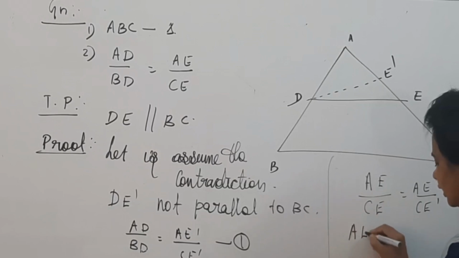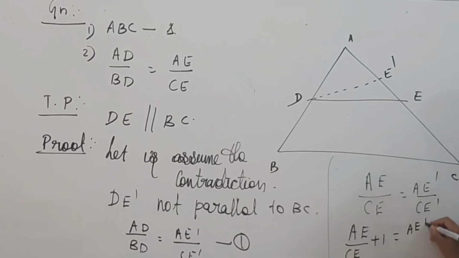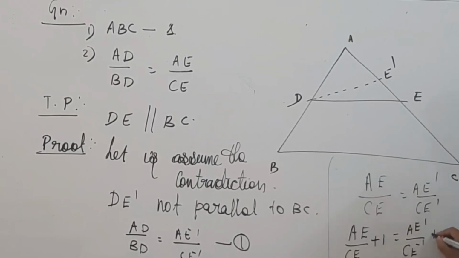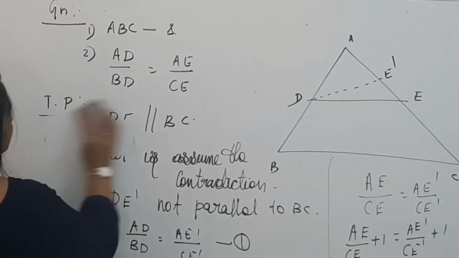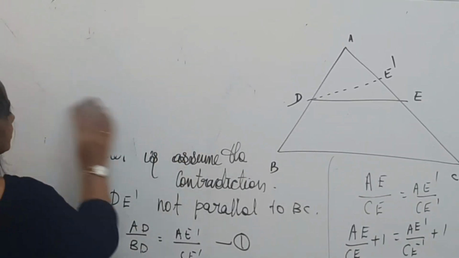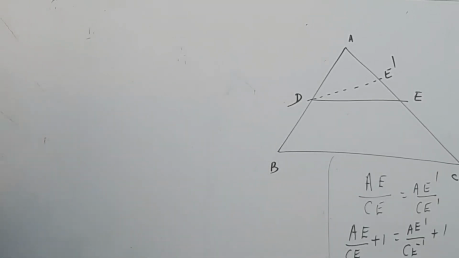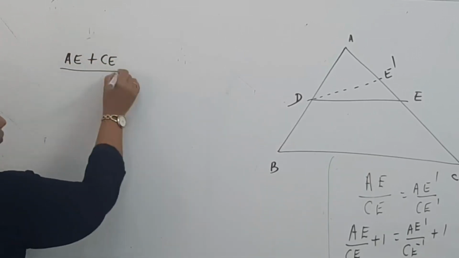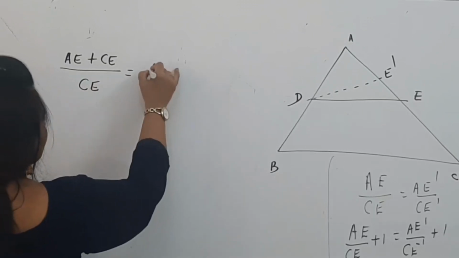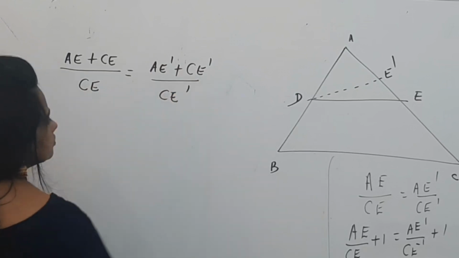That is AE by CE plus 1 is equal to AE dash by CE dash plus 1. Hope everyone understands. I just add 1 on both the sides. Now, when you have an integer and a fraction added together, what will you do? You will take the LCM, as simple as that. So, I write, taking the LCM, AE plus CE divided by CE is equal to AE dash plus CE dash divided by CE dash. Correct?